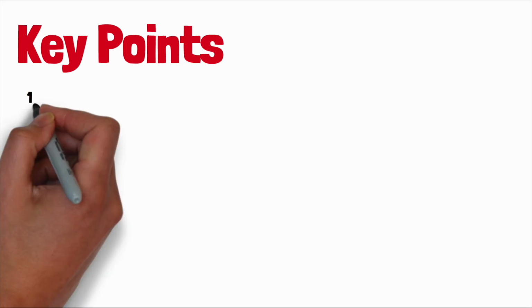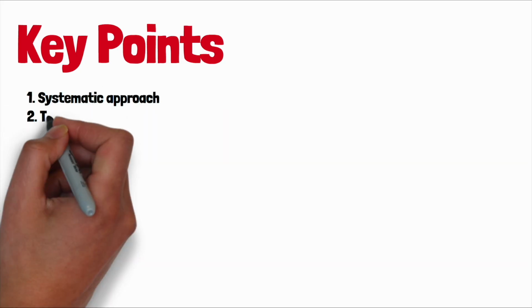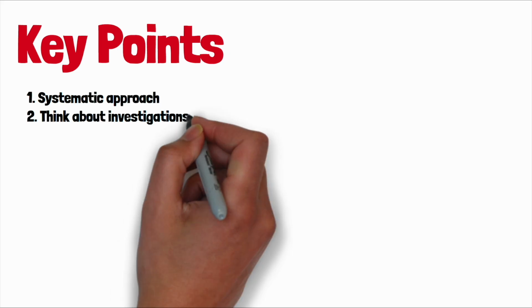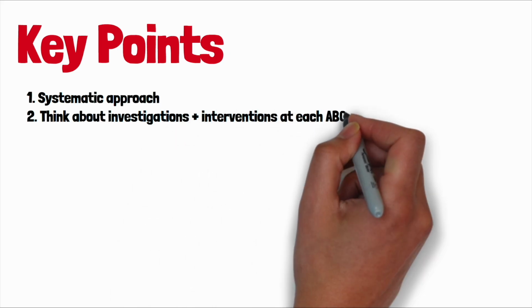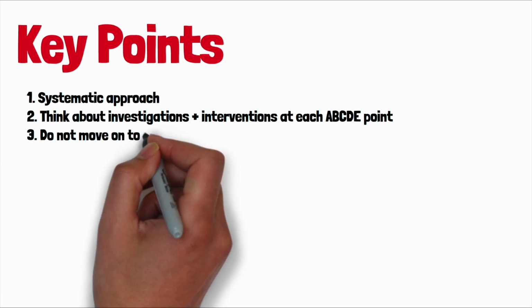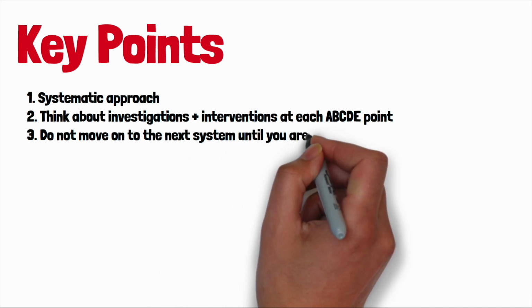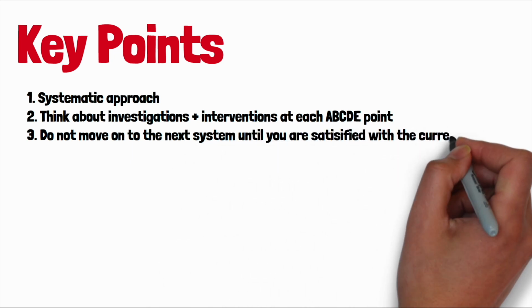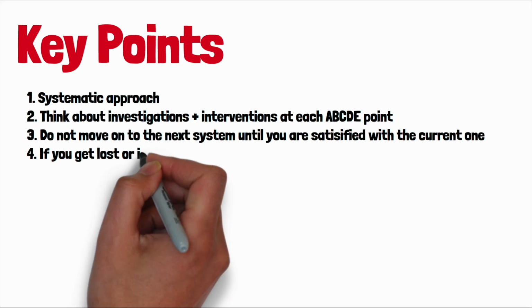So, to conclude, the A to E assessment is a really useful way to assess an acutely unwell patient, and it offers a systematic approach. Make sure to think about investigations and interventions at each step, and do not move on to the next system until you have stabilised the current one.